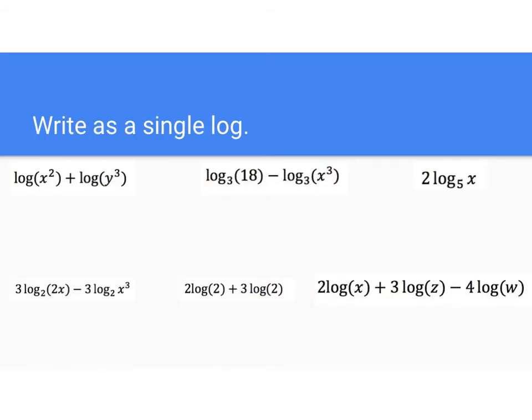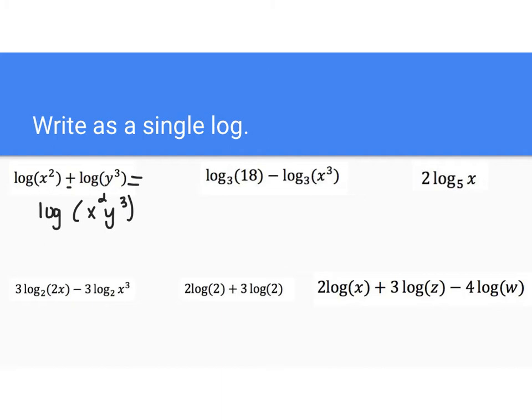All of these are written as expanded logs, and I'm asking you to write them as a single log. Again, first step is to make sure the base is the same. On this first one, it's addition, which implies multiplication. So as I write this as a single simplified log, again, the base does not change. It's still base 10. I would take x squared times y cubed to write it as a single log.